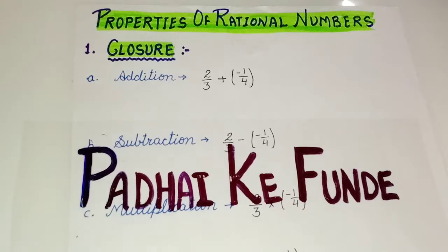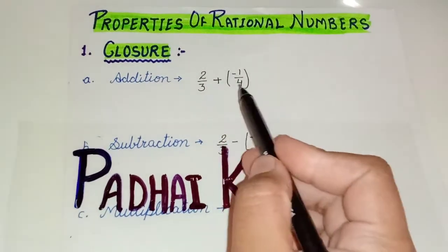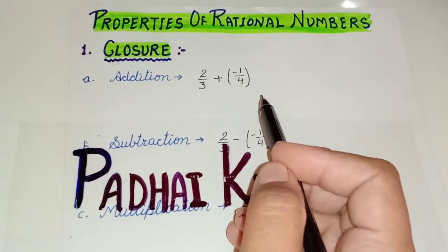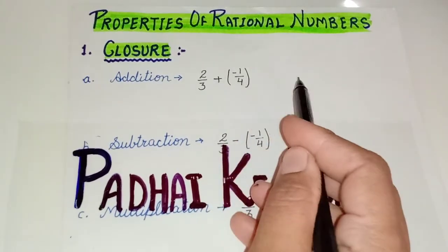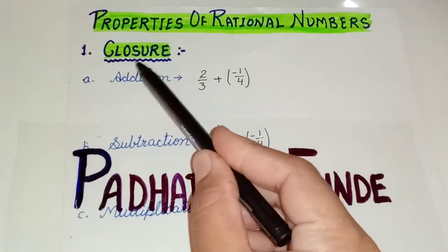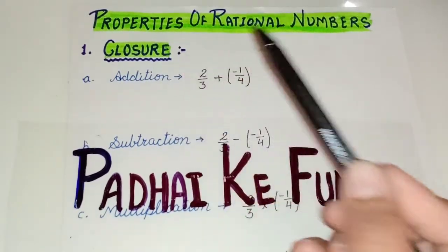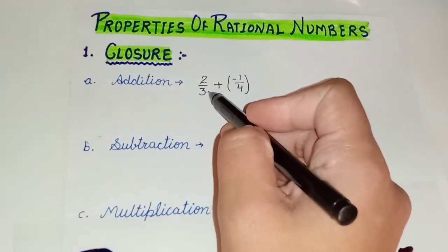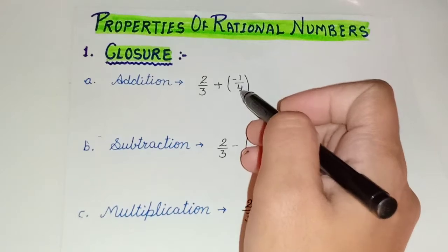So first of all, closure. Here I have taken two rational numbers. We will add them and let us see what we get as the sum. If we get their sum as a rational number, then we can say that rational numbers are closed under addition, right? So let us start it. 2 by 3 plus minus 1 upon 4.